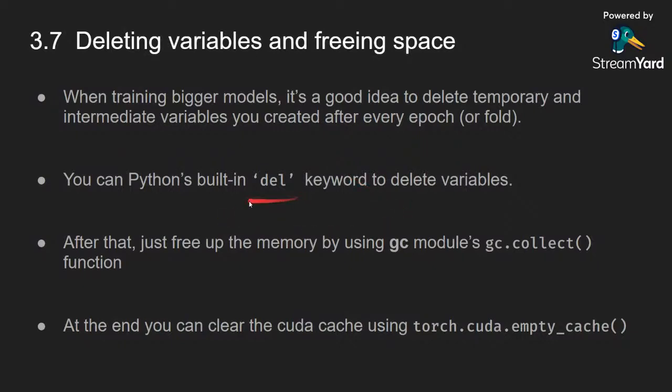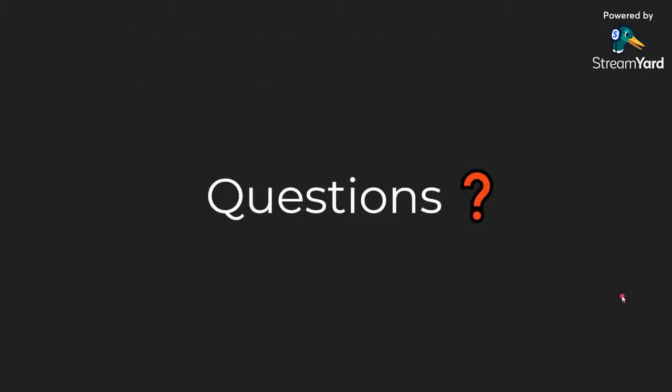A good way to solve this is to use the del keyword in Python, followed by all the variables that you want to delete, followed by gc.collect, which is garbage collection. You can do this by importing gc, which is a built-in module in Python. At the end you can just call torch.cuda.empty_cache. This will essentially empty all the cache that is stored inside your CUDA, inside your graphics memory, or the memory that's allocated for your operations. So yeah, are there any questions?